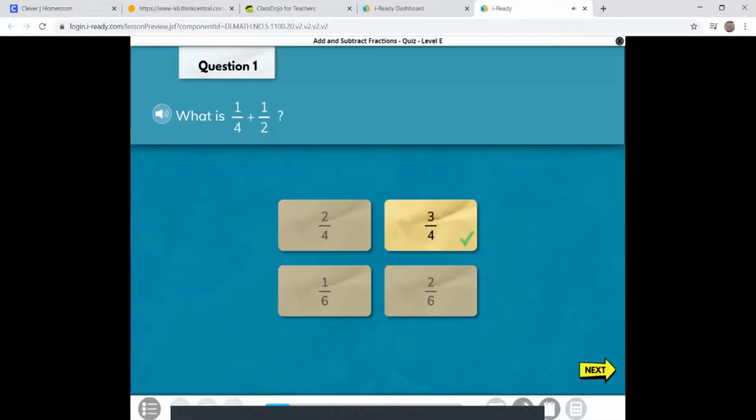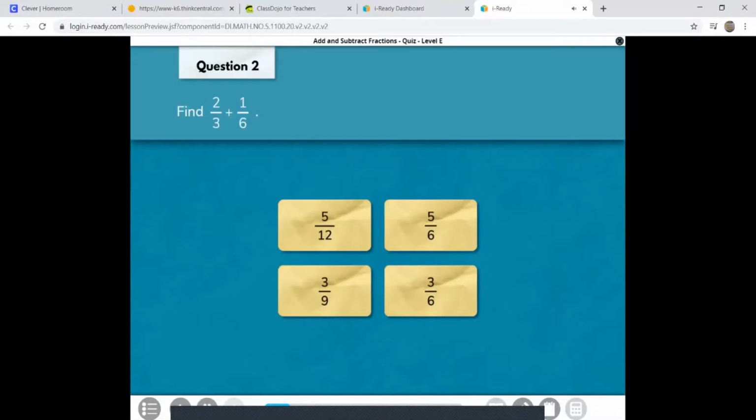Okay. Let's go to the next one. Find 2/3 plus 1/6. So do we have like denominators? Well, we do not have like denominators. We have a 3 and a 6. So we need to have an equivalent fraction to add them up.